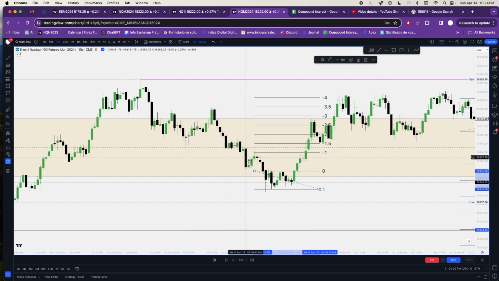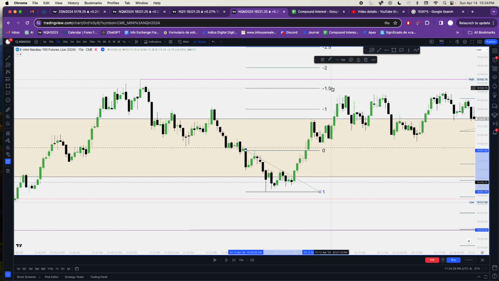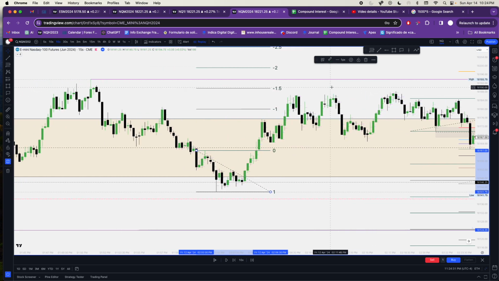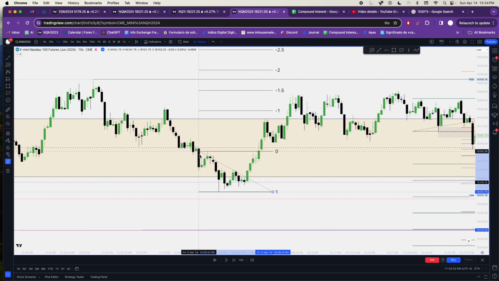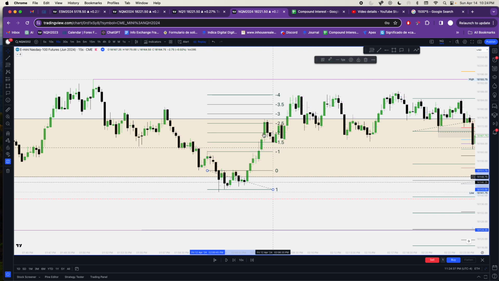Here's our manipulation leg. Take this manipulation leg here, 1.5. Nice. Anyways, you want to take this one here. Boom, hit that. Here's 4. Boom. Here we have a fair value gap, so you know that we're gonna move. Now we're moving up.